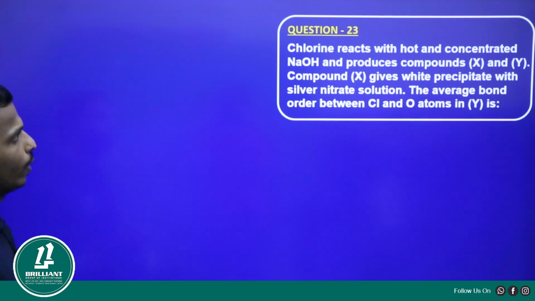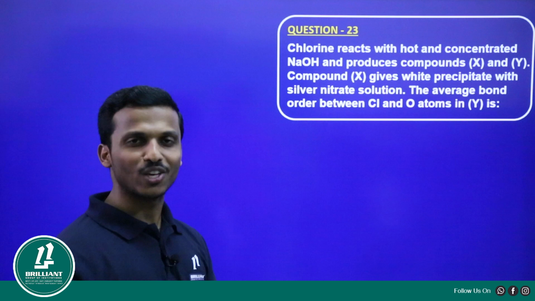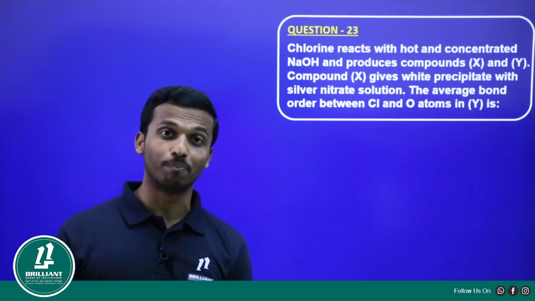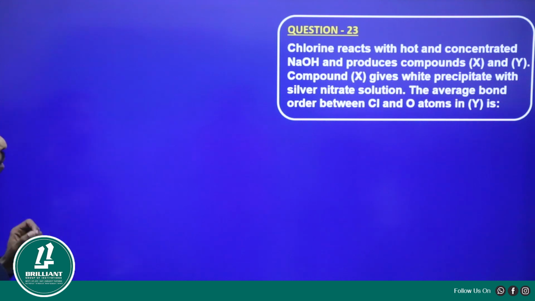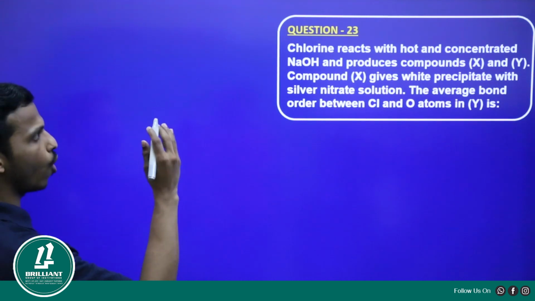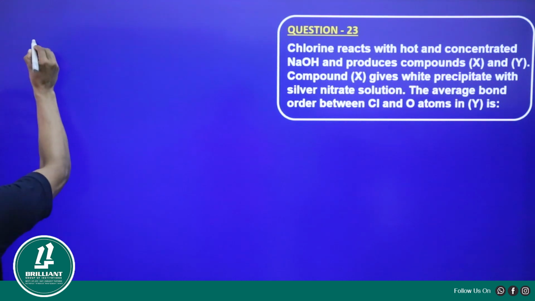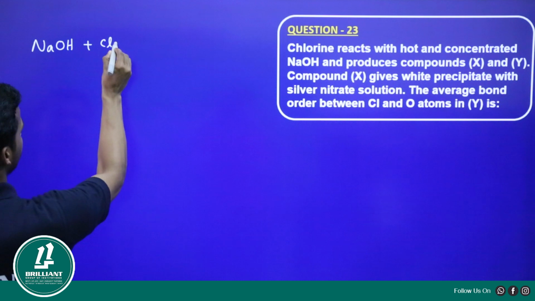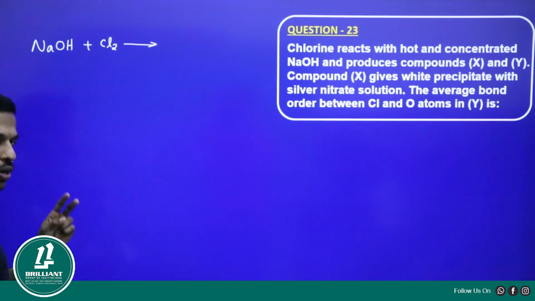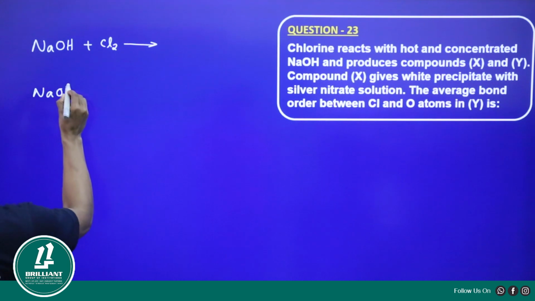Chlorine reacts with hot and concentrated NaOH, right? Here the question is from your chapter P block, 17th group, Grade 12 P block. Chlorine reacts with the hot and concentrated NaOH. We studied what will be the reaction when NaOH reacted with the Cl2. Two reactions we studied. So let me write the two reactions here.